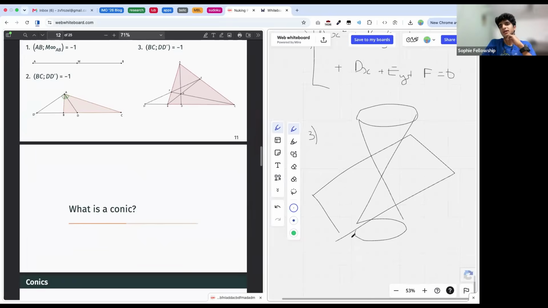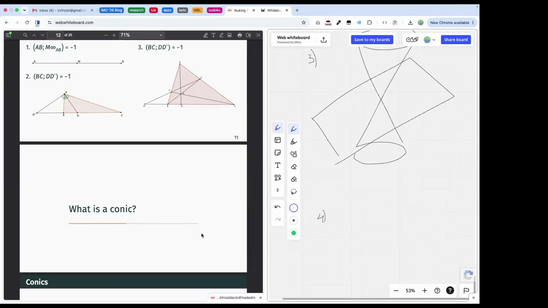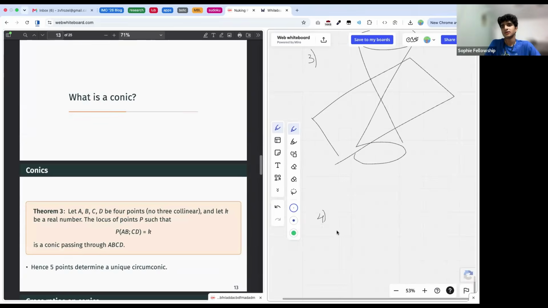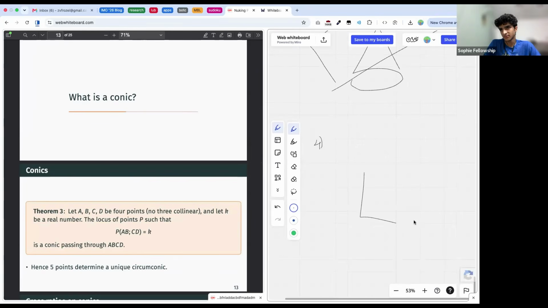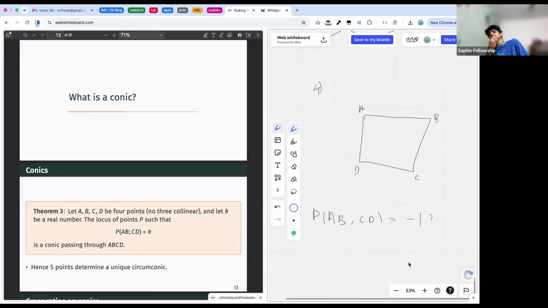Okay. But now we don't actually care about any of these three definitions. We're going to care about a fourth definition, and that is in terms of projective geometry. So let's consider any quadrilateral ABCD. Now, if I asked you what is the locus of P such that PABCD is harmonic or something, it seems very weird to describe, right? There's no way we can get a hold on this thing.